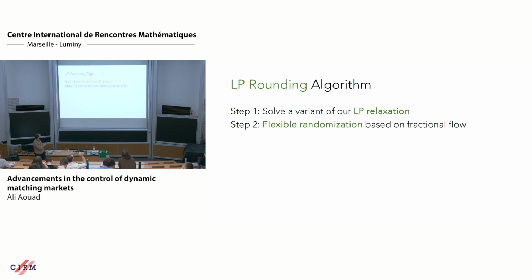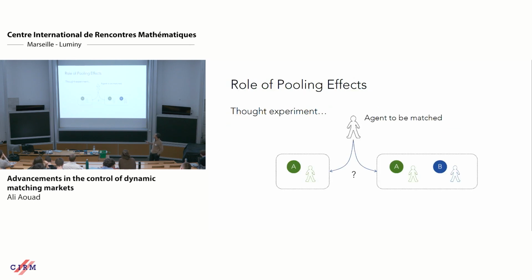Here, one element that is important is that our randomization strategy needs to encompass a notion of flexibility. And there's a very simple reason for that. What do I mean by flexibility? Let's think of the following thought experiment. Suppose that there is an agent to be matched. This agent is waiting. What's very important in this setting is that there's a risk that this agent will leave the system. So if I'm committing to only matching this agent to an agent of type A, it's not the same thing as if I'm pooling together A and B, if I'm waiting to be matched with a larger pool, if I'm less restrictive.